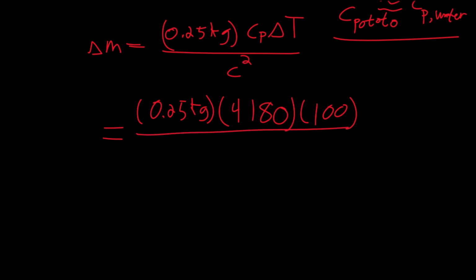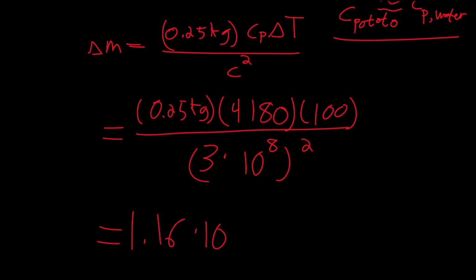And then divided by c squared, which is just going to be 3 times 10 to the 8, all squared. So the change in mass for our potato is equal to 1.16 times 10 to the negative 12 kilograms. But we can rewrite this in a slightly nicer way, that being that 10 to the negative 12 kilograms is the same thing as a nanogram. So this right here is just going to be 1.16 nanograms.